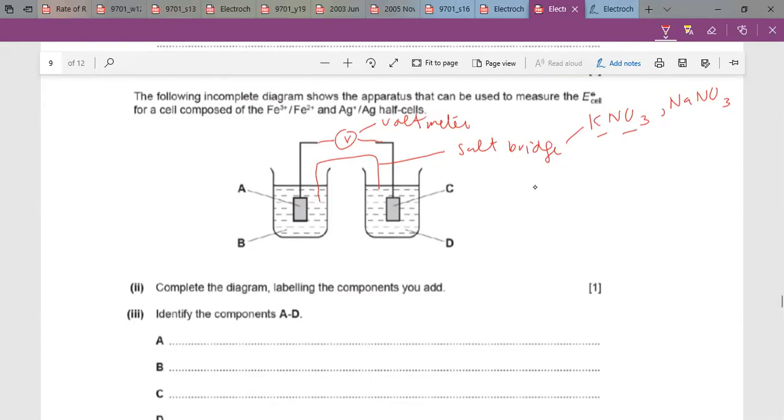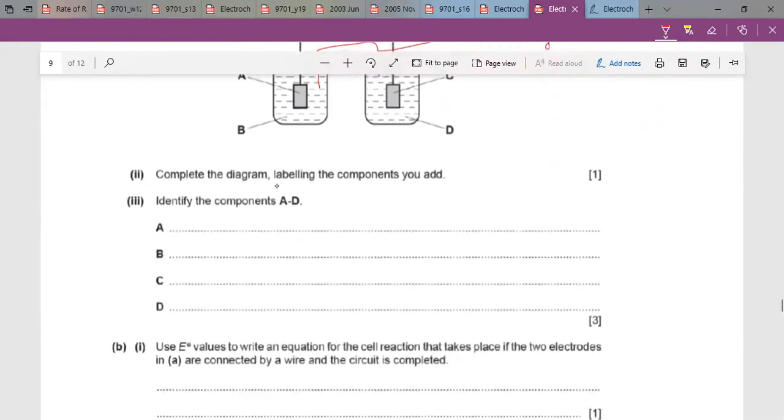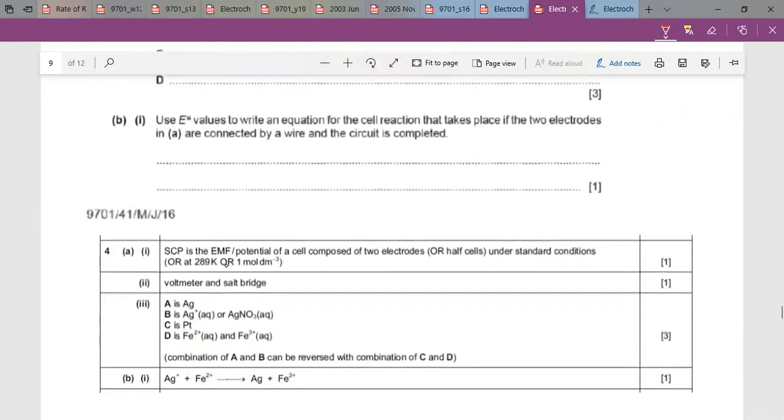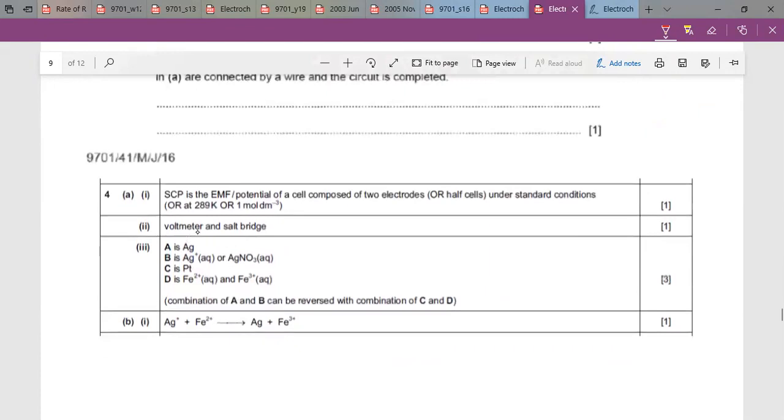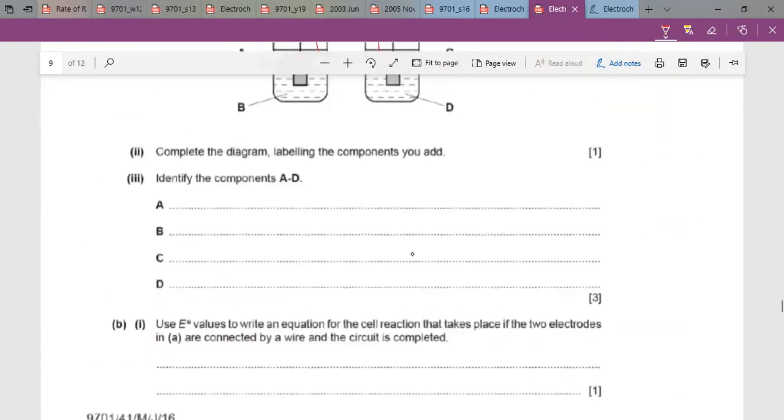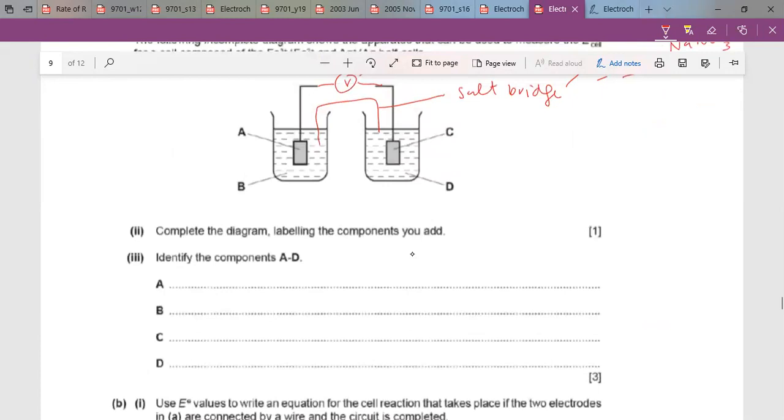Now I'm going to look at the marking scheme here. Complete the diagram, label components, and identify A to D. Here they say voltmeter and salt bridge, 1 mark. Now, let's say A is silver. So here would be, of course, silver nitrate, or just put silver ions.